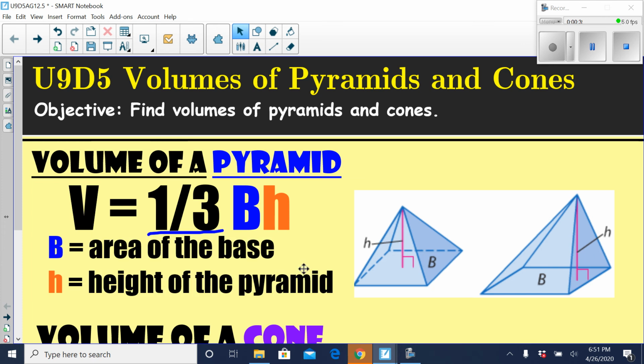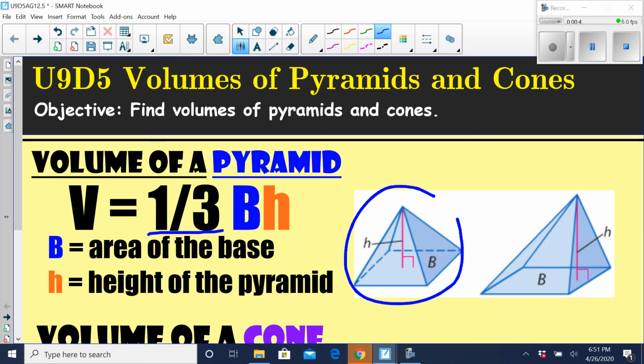Okay, what they have listed off to the side are these diagrams right here. If you take a look at them, this first diagram would be like our normal pyramid that we see. We would calculate the area of the base. The base is always going to be opposite of the point. Okay, so we would calculate the area of this piece here, take it times the height, and then you can either think divide by 3 or multiply by 1/3.